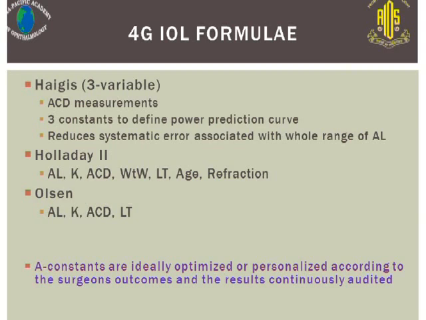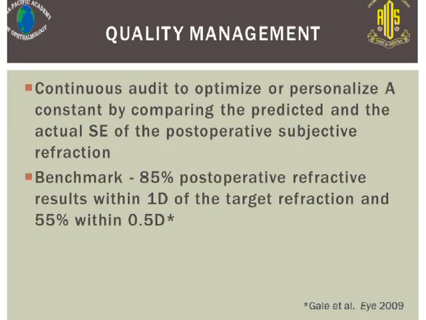There is controversy as to which IOL formula is the best, but it is generally agreed that the optimized A constants are more important than the choice of the IOL formula. Now, quality management based on indicators is very important in modern medicine. For example, the Royal College cataract surgery guidelines recommend that units optimize or personalize A constants, and the NHS benchmark says that at least 85% of postoperative refractive results should be within 1 diopter of the target refraction.